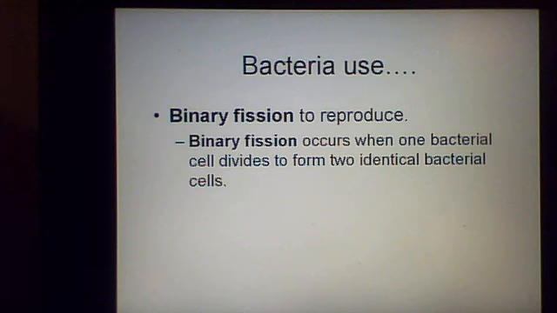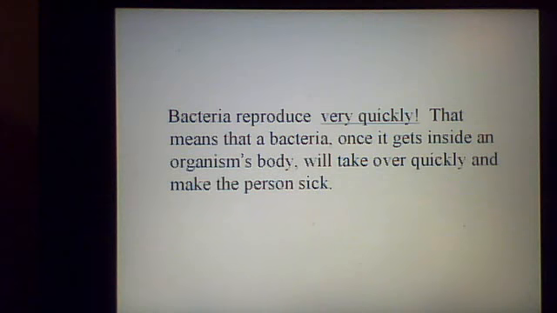Bacteria use binary fission to reproduce. Binary fission occurs when one bacterial cell divides to form two identical bacteria cells. Bacteria reproduce very quickly. That means that once a bacteria gets inside of a person's body or an organism, it will take over quickly and make the person or organism sick.